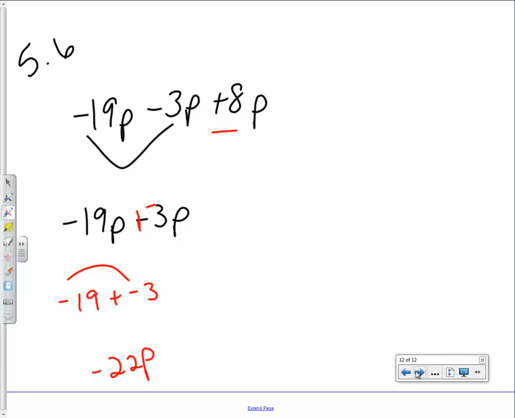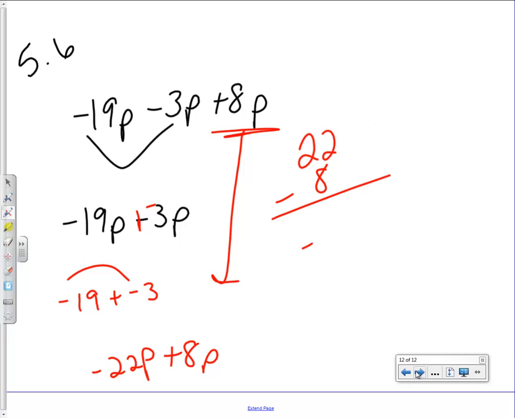Okay, I have not used this one, so I'm going to bring it down. All right, so I look at this, it's an addition problem. Signs are different, so I subtract and take the sign of the bigger number. And so when I subtract, I end up with a negative 14p. Final answer. I put together things that matched. I added all of those up.